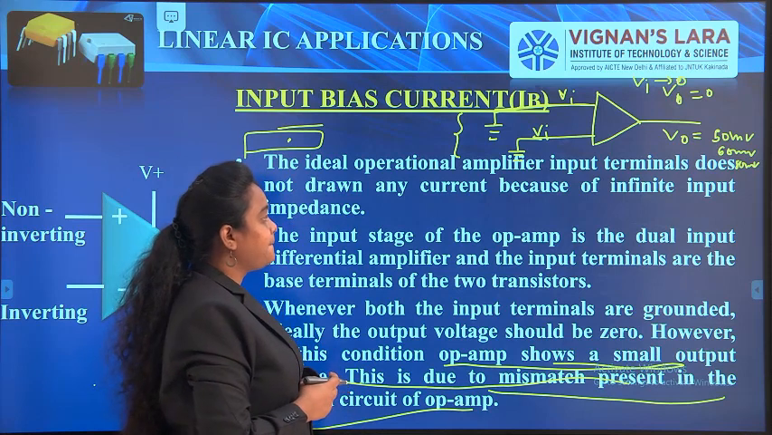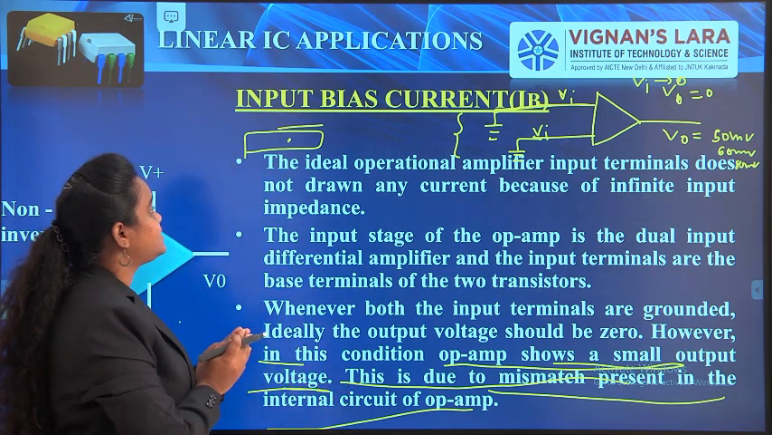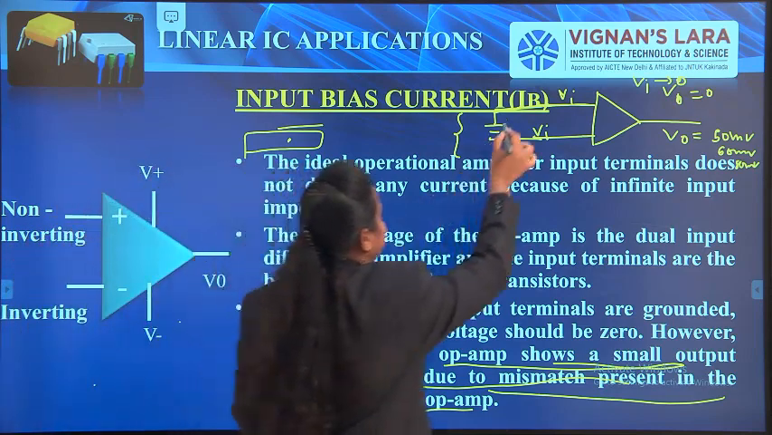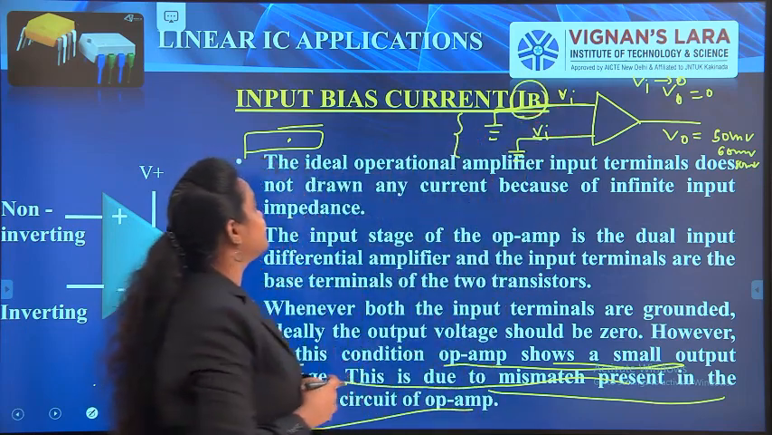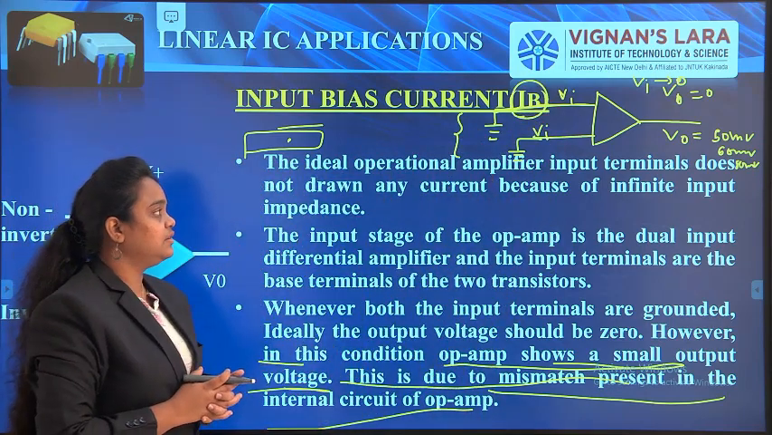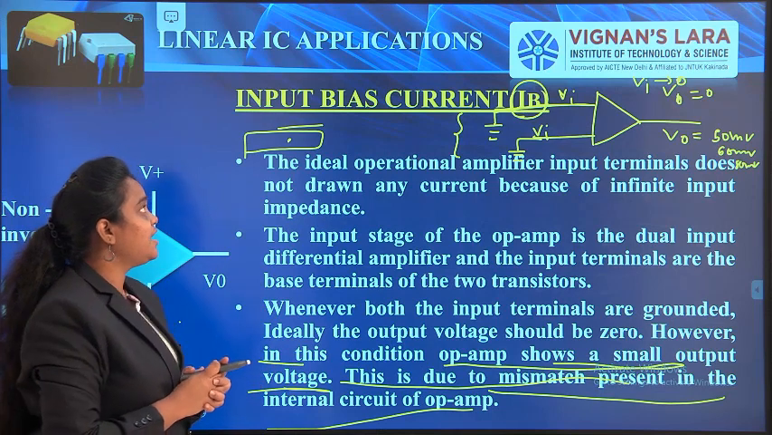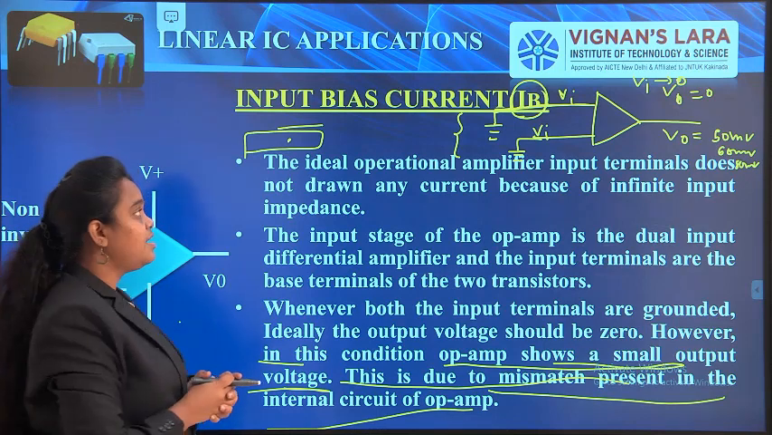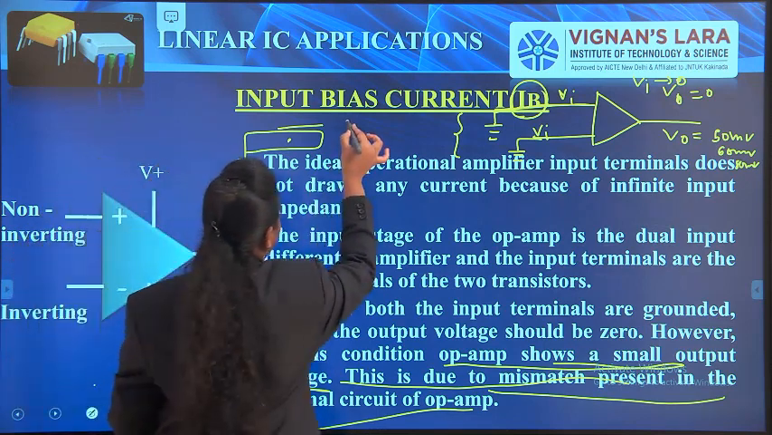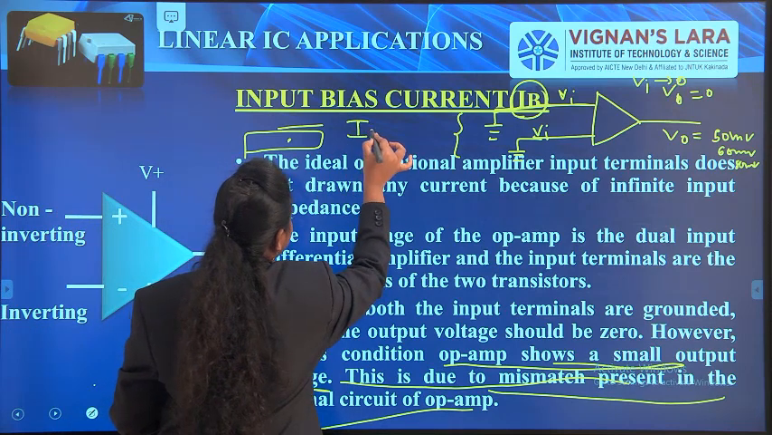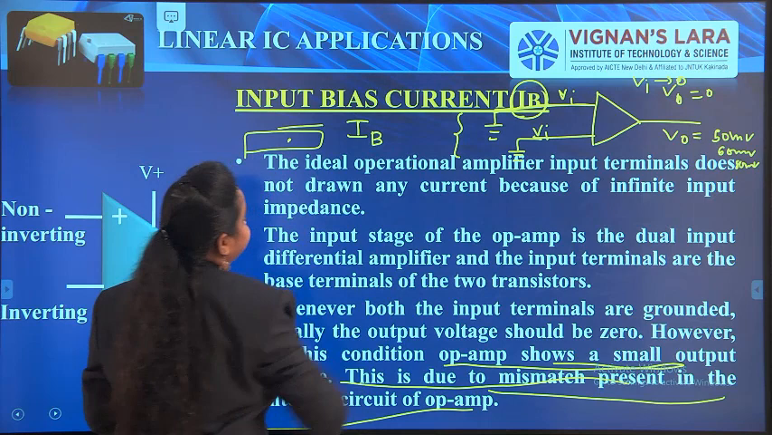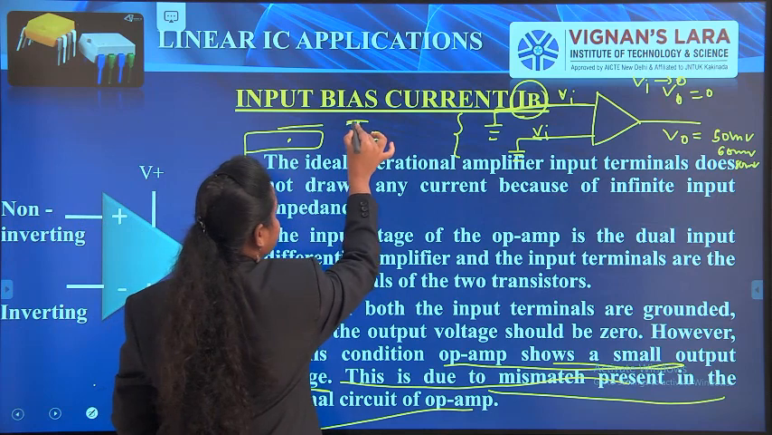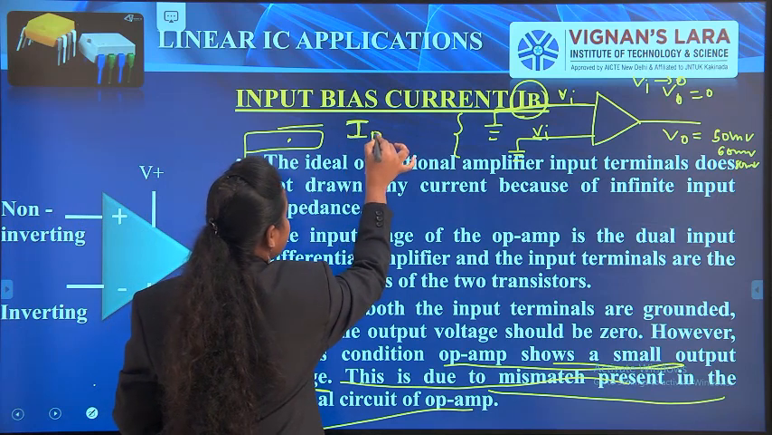Okay, here it is called an input bias current, and it is denoted with IB. This condition occurs with the input bias current. This is the process of occurrence of an input bias current, and it is denoted as input bias current, that means IB. Input bias current is denoted as bias current, capital IB.